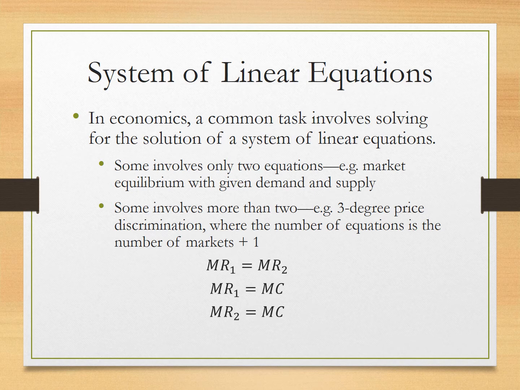So you have three equations: profit margin of the last unit produced should be the same in the two markets. You should be breaking even on the last unit in both markets. So you have 3 equations in total. That's the case when you have 2 markets, just Hong Kong and Korea.